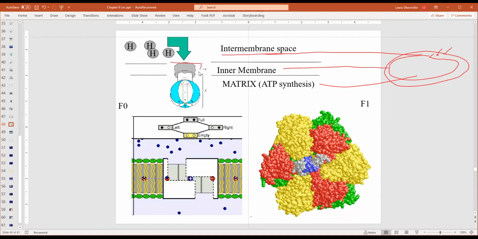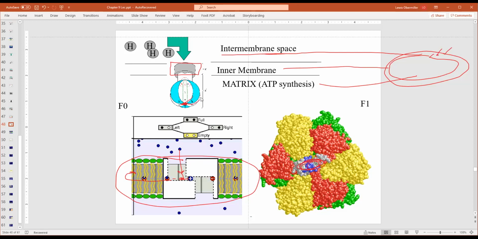So this is F0, right? That's this thing right here that I showed you spinning around. And these protons come in here and they're attracted to this red negative. And once they bind there, now there's two positives and it makes it spin. This is this piece right here, what we're looking at.